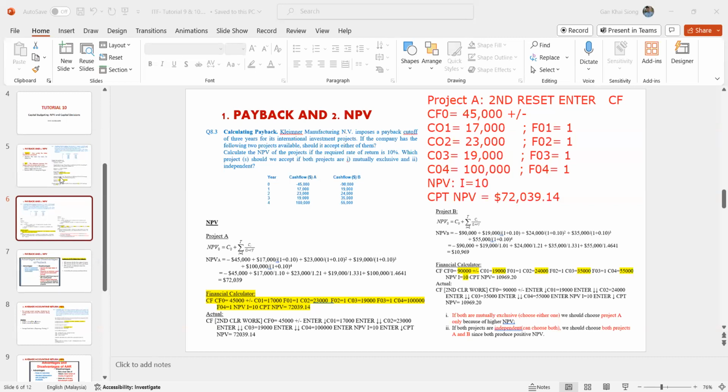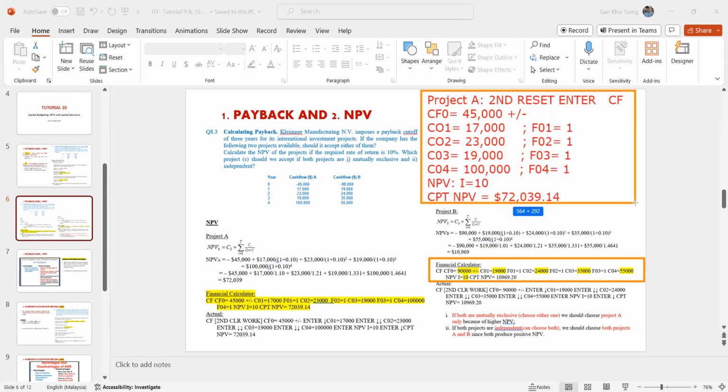All right, so same thing as well. This is for project A, and you do the same for project B as well. So using the financial calculators to derive the NPV for project B. So therefore, you have one for project A and one for project B, and then you do comparison. So of course, you choose the one, the higher, the better.